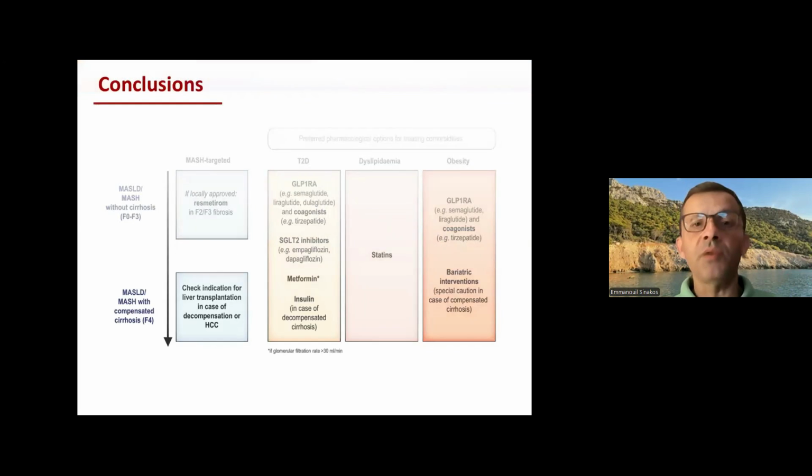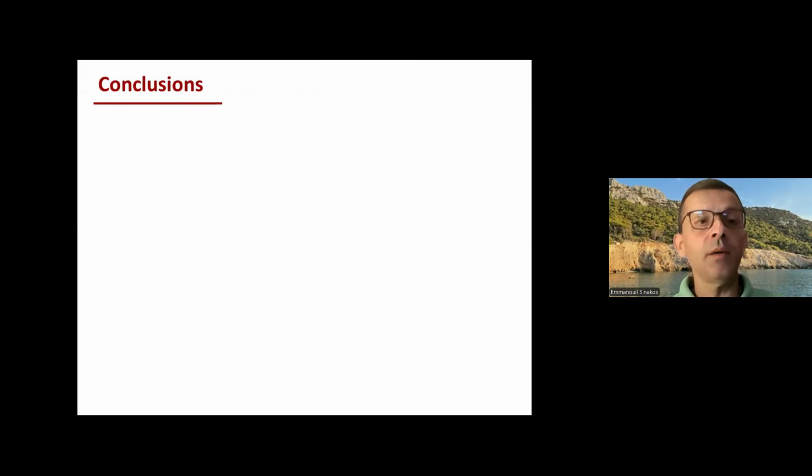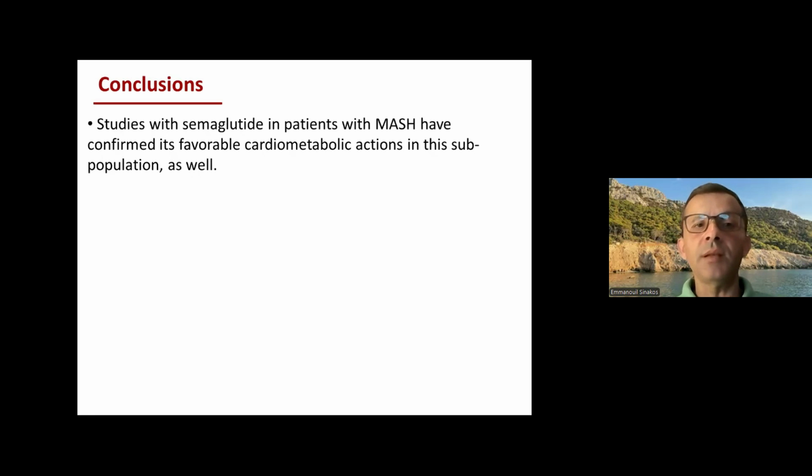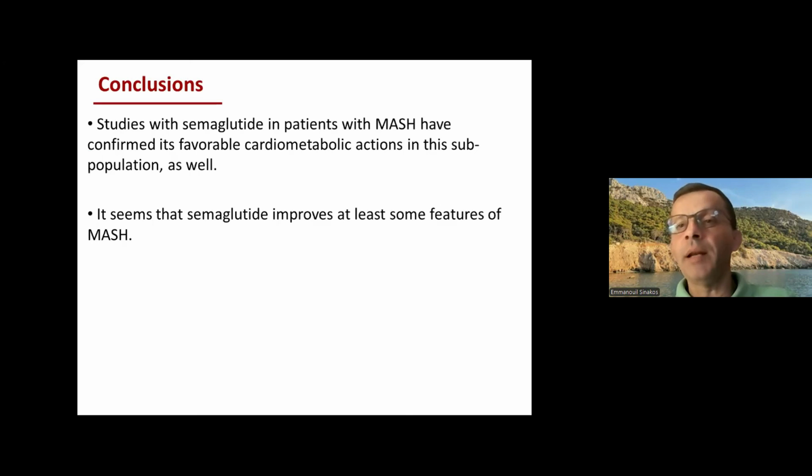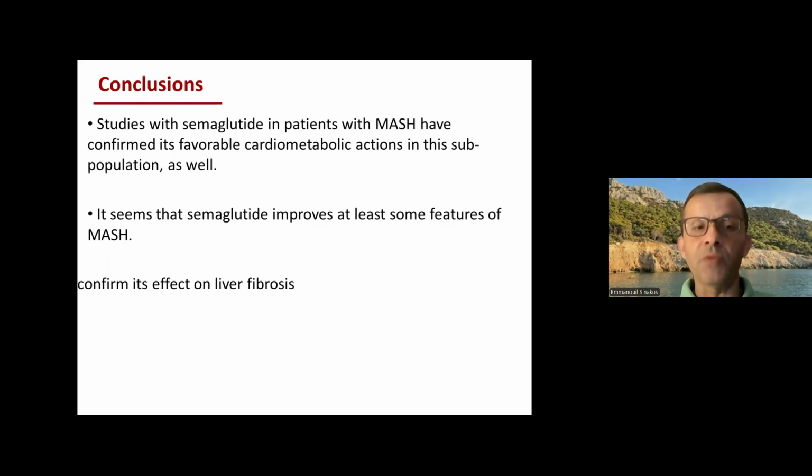So, Chair, dear audience, I will come to my conclusion stating that studies with semaglutide in patients with MASH have confirmed its favorable cardiometabolic actions in this subpopulation as well, meaning that it has already been shown in other atherosclerotic disease. Now we have, as I told you many times, robust data to say that for liver disease as well. It seems that semaglutide improves at least some features of MASH.